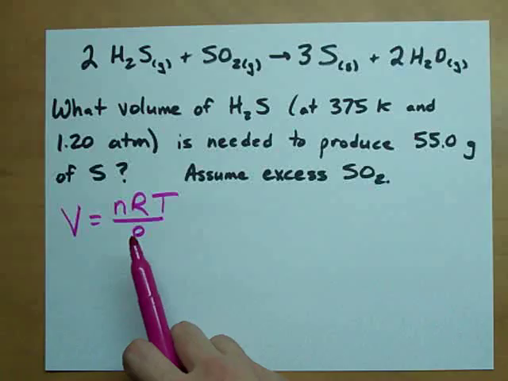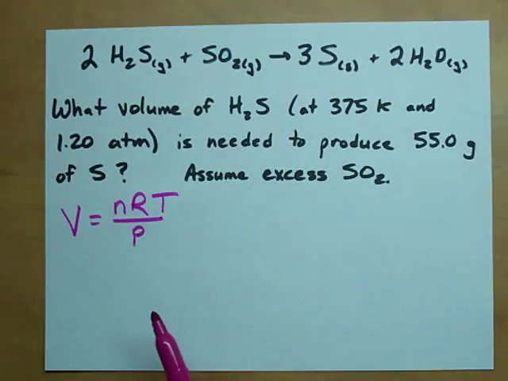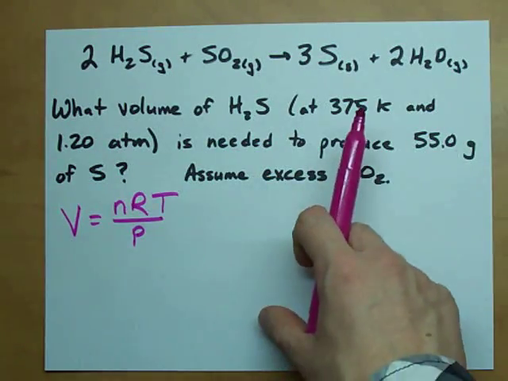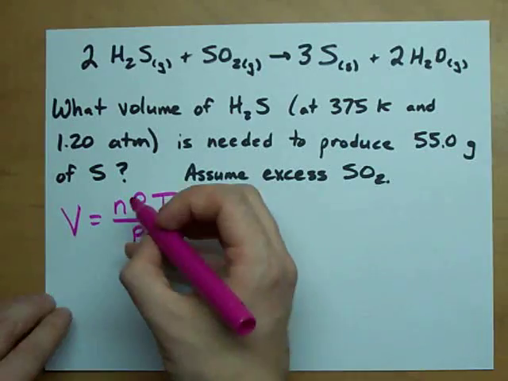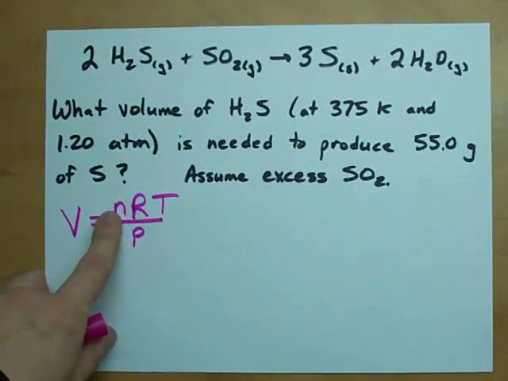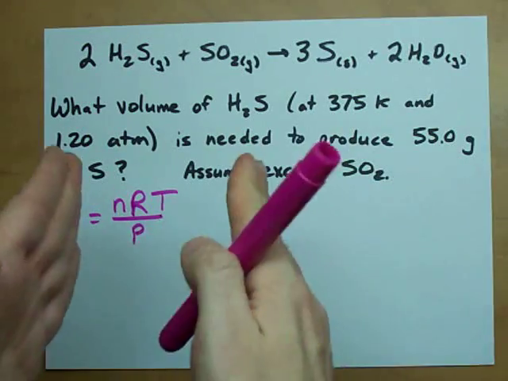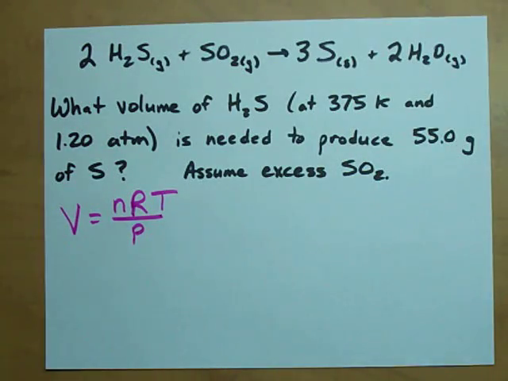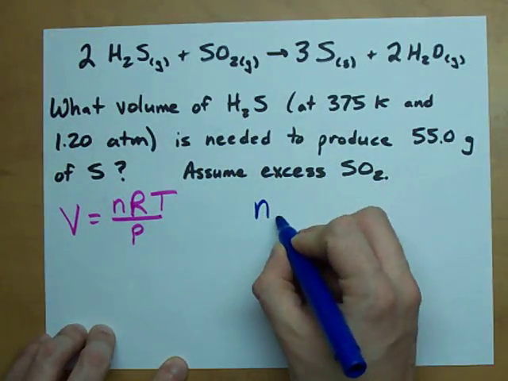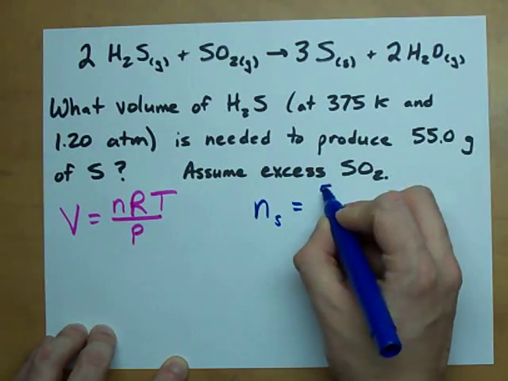They gave us the pressure, 1.28 atm. They gave us the temperature, R is a constant. All we need to do is figure out the number of moles of H2S that are needed. All we were given is that we have 55 grams of the sulfur itself. Well, how many moles is that?